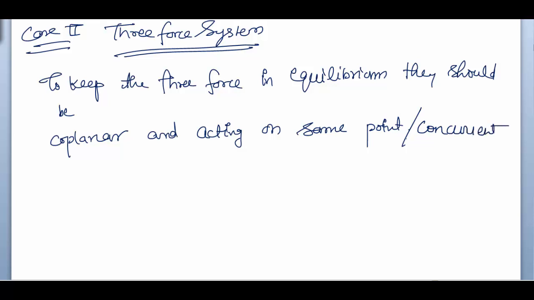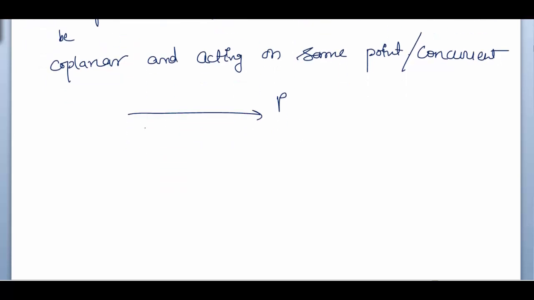Suppose the force is P here and Q here. Next one, R. R should be such a way that it is making a triangle, so that net resultant will be 0.